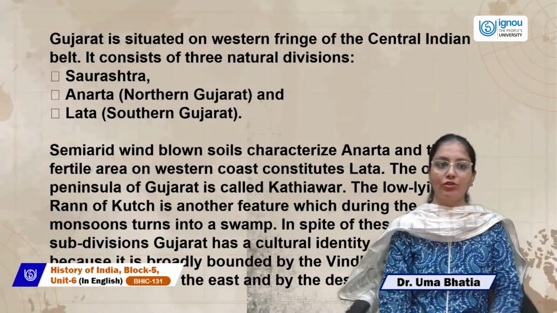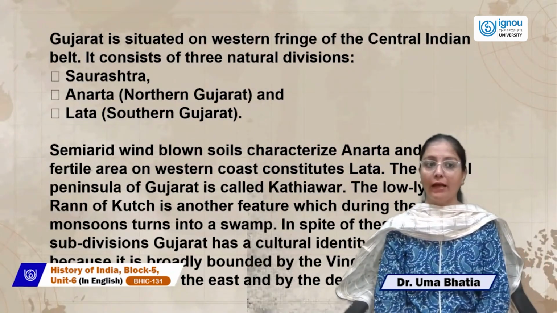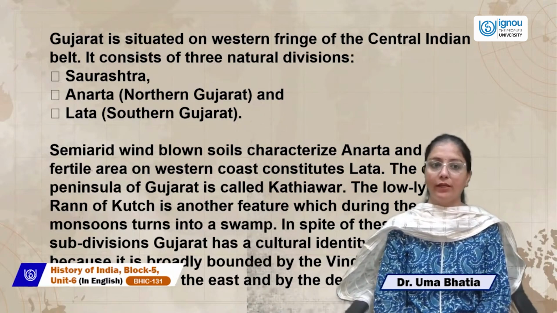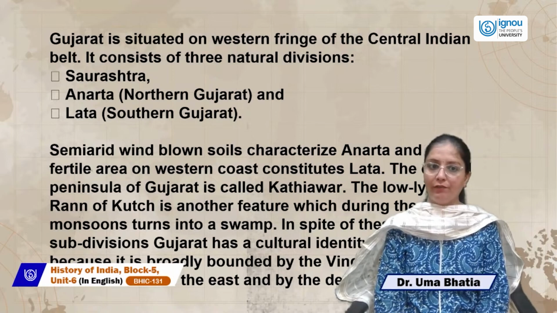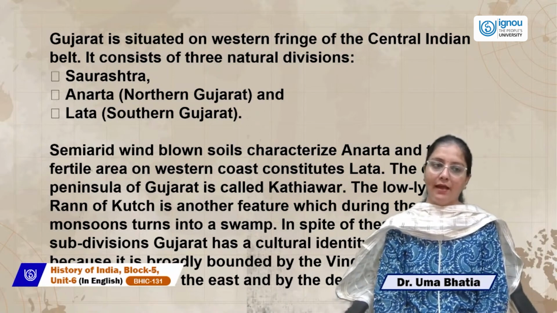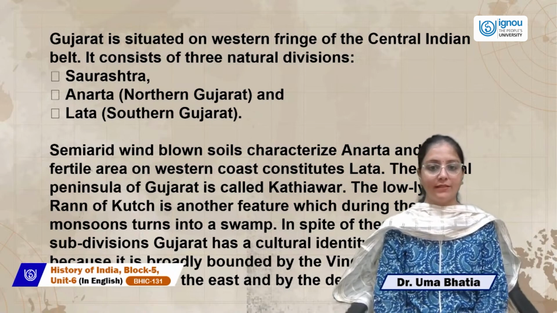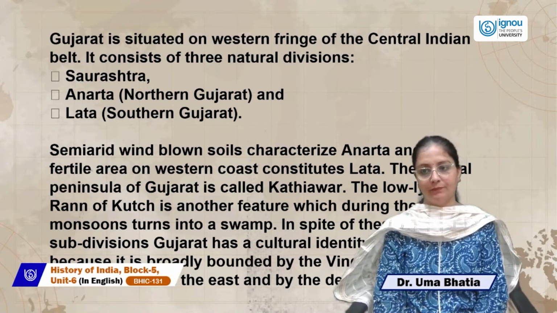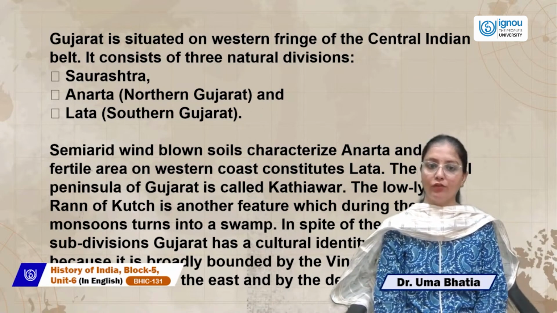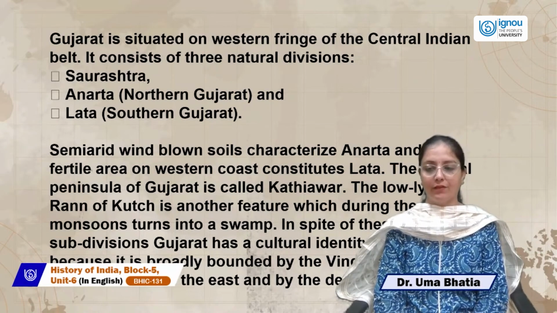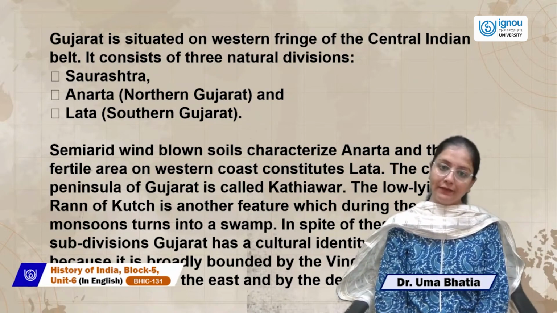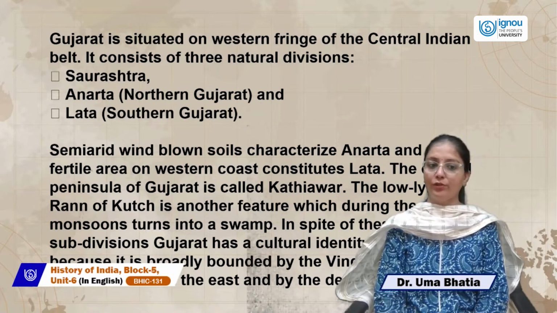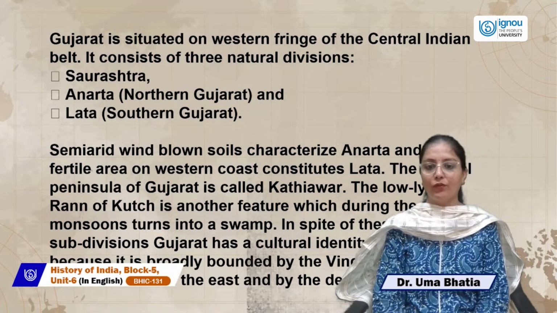We have studied about Saurashtra. We have studied about Anarta. And what about Lata, southern Gujarat, northern Gujarat. Semi-arid wind-blown soils characterize Anarta, and the fertile area on the western coast constitutes Lata. The central peninsula of Gujarat is called Kathiawar. The low-lying Rann of Kutch is another feature which during the monsoons turns into a swamp.